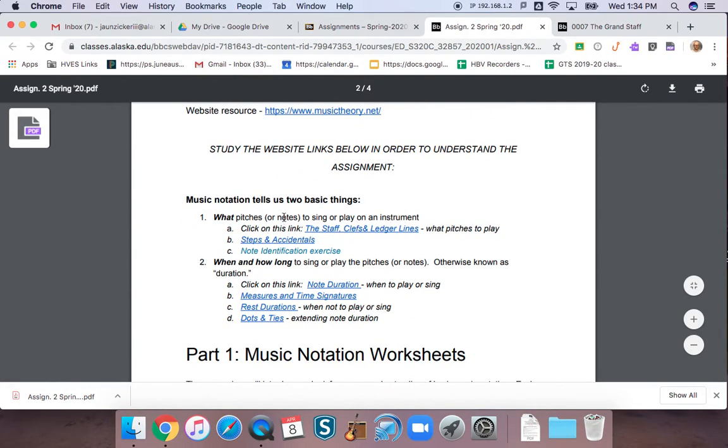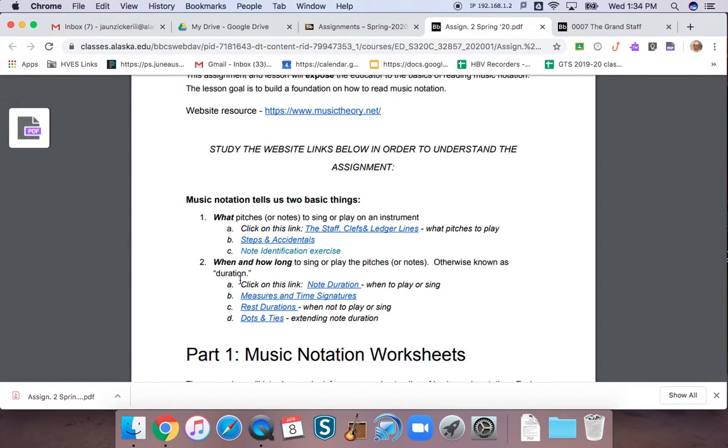Music notation tells us two basic things. It tells us what pitches or notes to sing or play on an instrument, as well as when and how long to sing or play them. So it tells you what to play and when to play it, or how long to play it or sing it. And it's a pretty amazing system. It really is.